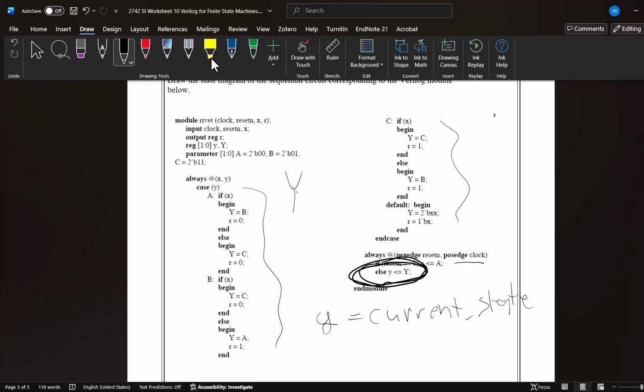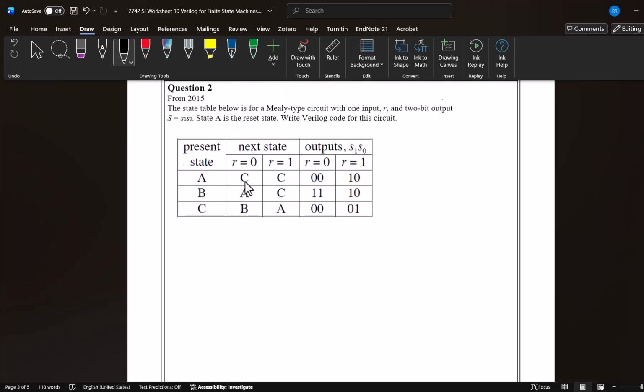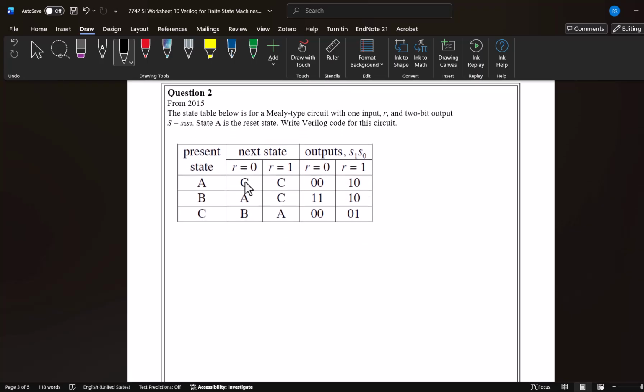Some compilers will let you, but Vivado will not let you do that. I see. Yeah. Okay. Let's do.